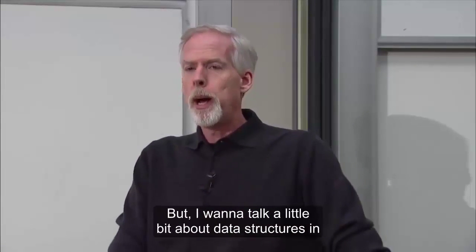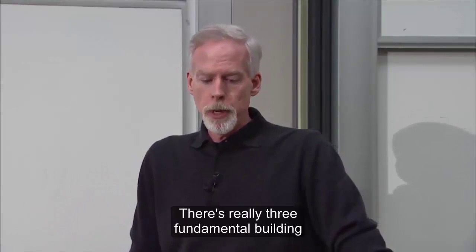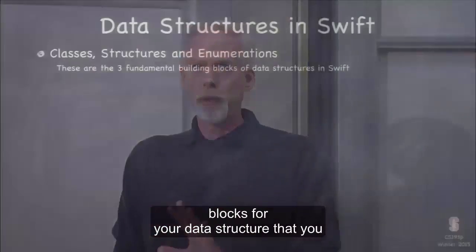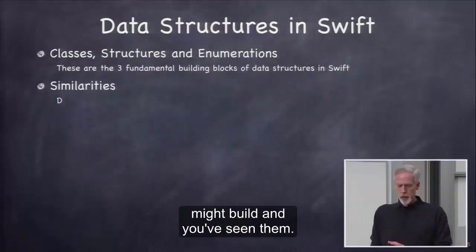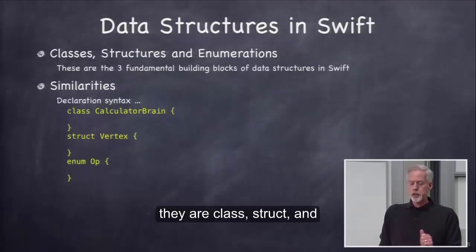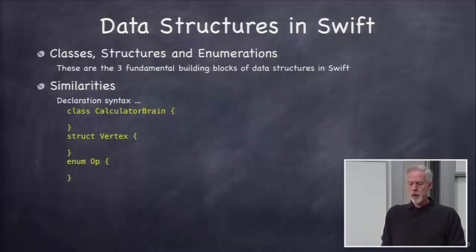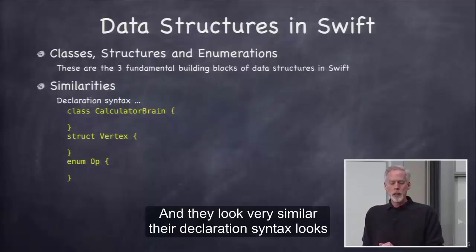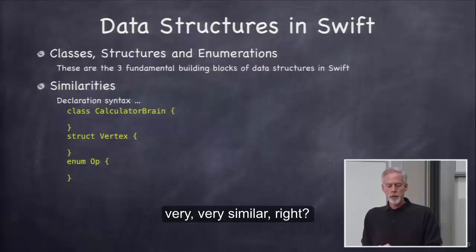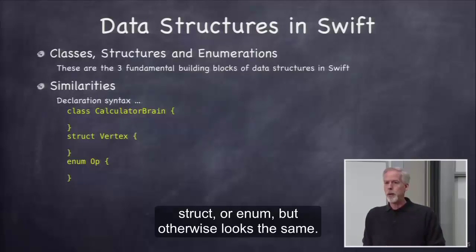But I want to talk a little bit about data structures in Swift in general. There are really three fundamental building blocks for the data structures that you might build, and you've seen two of the three of them in detail, but they are class, struct, and enum. They're the three basic building blocks. And they look very similar. Their declaration syntax looks very, very similar. The only difference is whether it's class, struct, or enum, but otherwise it looks the same.